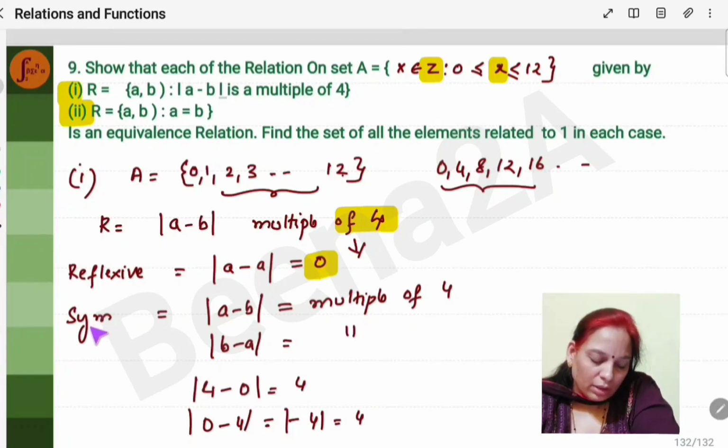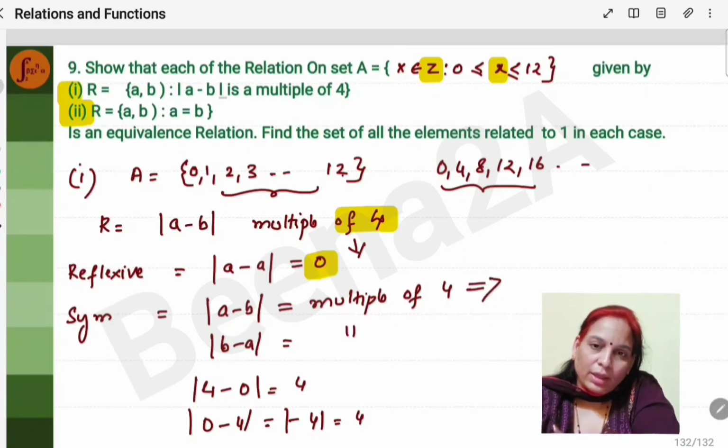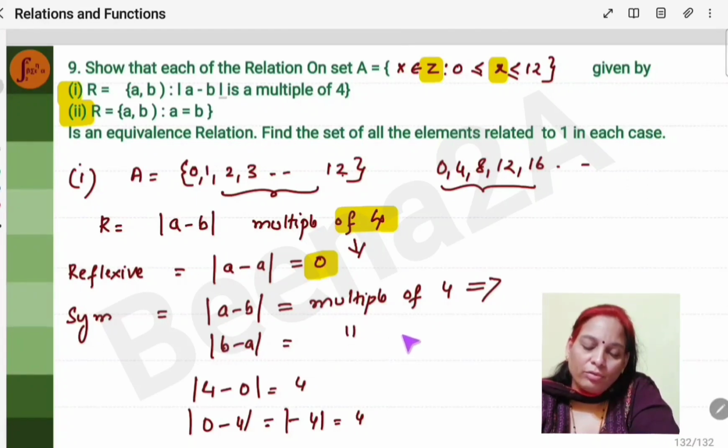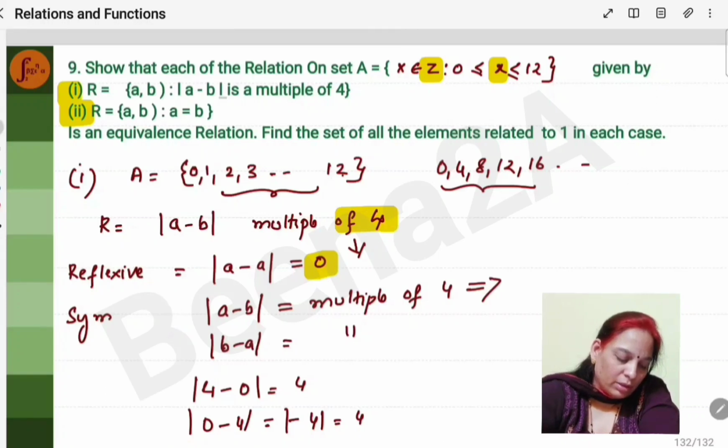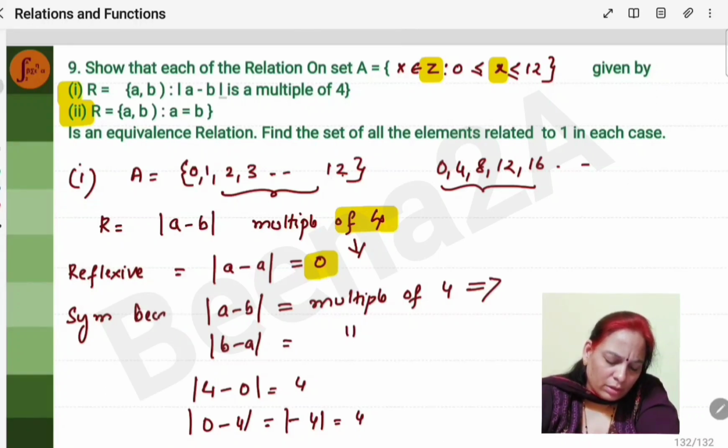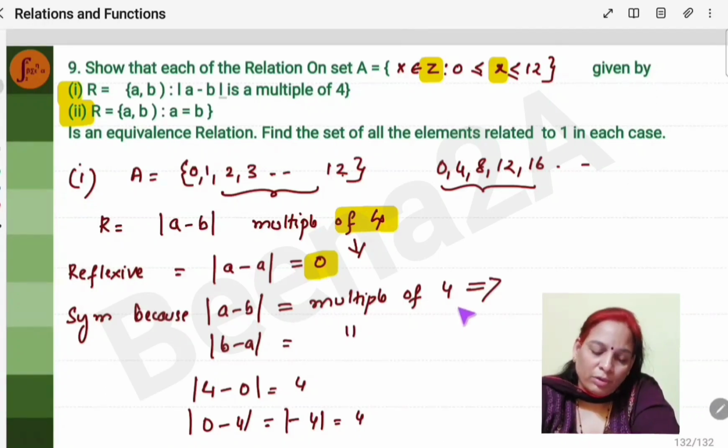Therefore, you can say the relation is symmetric because modulus of a minus b is a multiple of 4 implies that modulus of b minus a is a multiple of 4. That's all. You have to put this. The relation is symmetric because a minus b is a multiple of 4, this implies that b minus a is a multiple of 4.